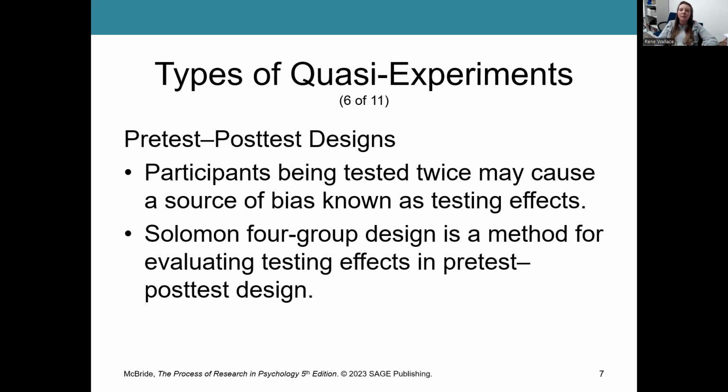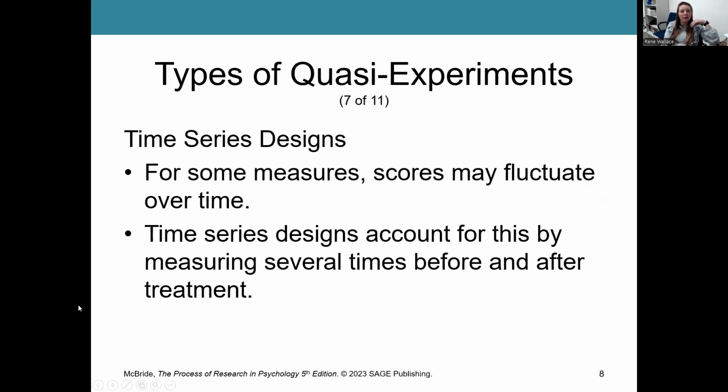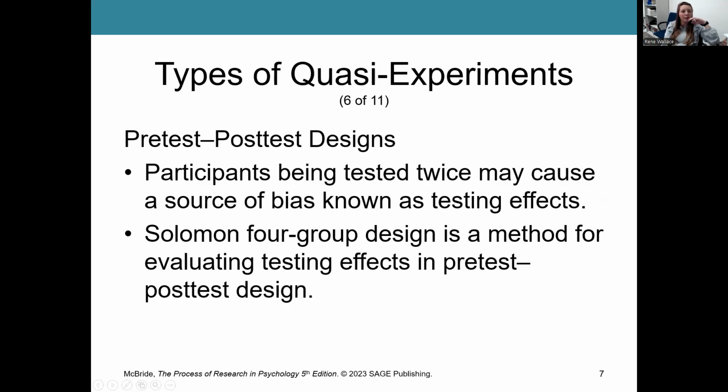A Solomon four-group design is a method that evaluates the testing effects in pre-test and post-test design. And so it's this way to see if there are these effects on the post-test scores for all of the groups. But I had an example here.